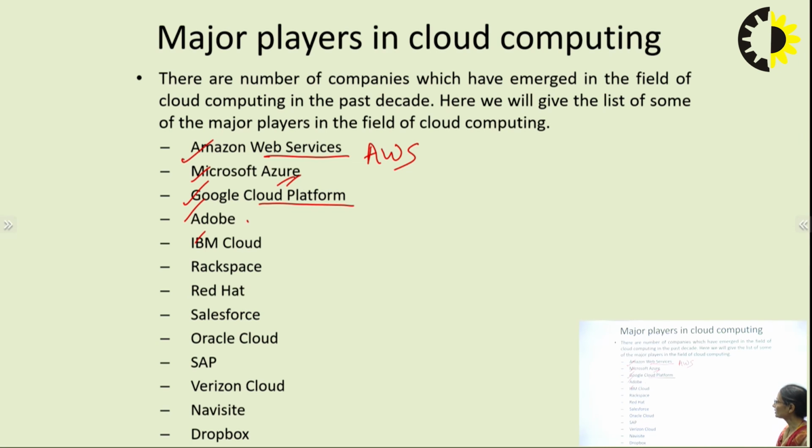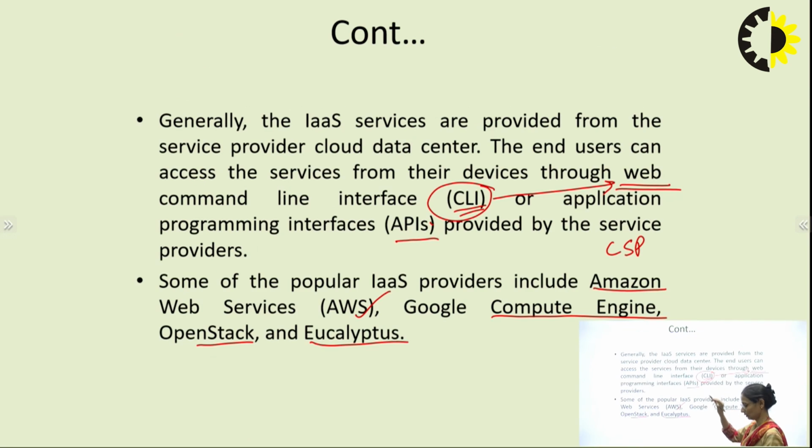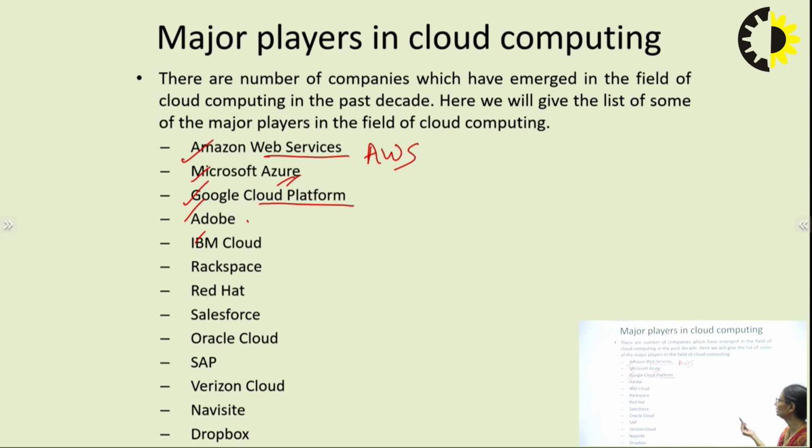All these providers have provided a set or a subset of cloud services. For example, Amazon deals in IaaS, PaaS and SaaS. Similarly, we have Azure. Salesforce is basically a SaaS related service, and so on.